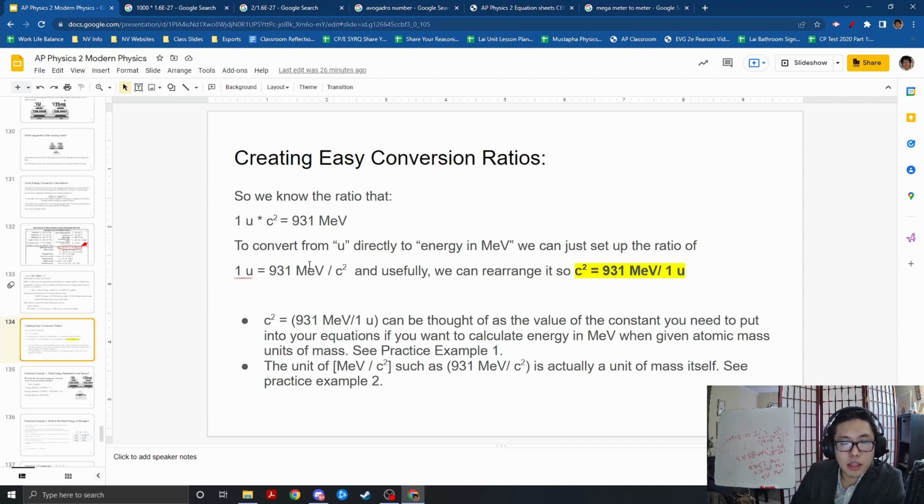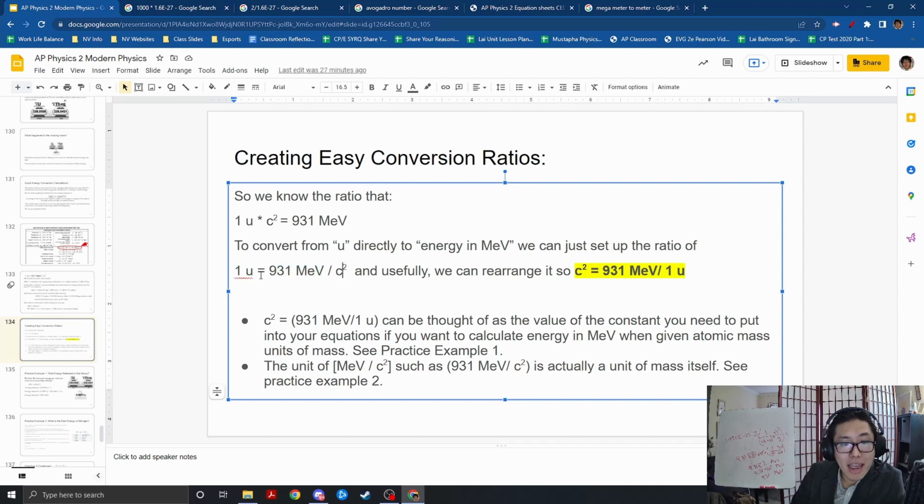We could actually set up a unit of mass. Take a look. 1 atomic mass unit should equal energy divided by c squared. So this energy divided by c squared is actually a unit of mass. This is just saying that we know that this mass is already going to release 931 mega electron volts. So if this is a unit of mass, multiply it by c squared, and you'll find out exactly how much energy is released. We'll go into this more in a moment. The other useful ratio we found out is that c squared technically is equal to 931 mega electron volts for every 1 atomic mass unit.